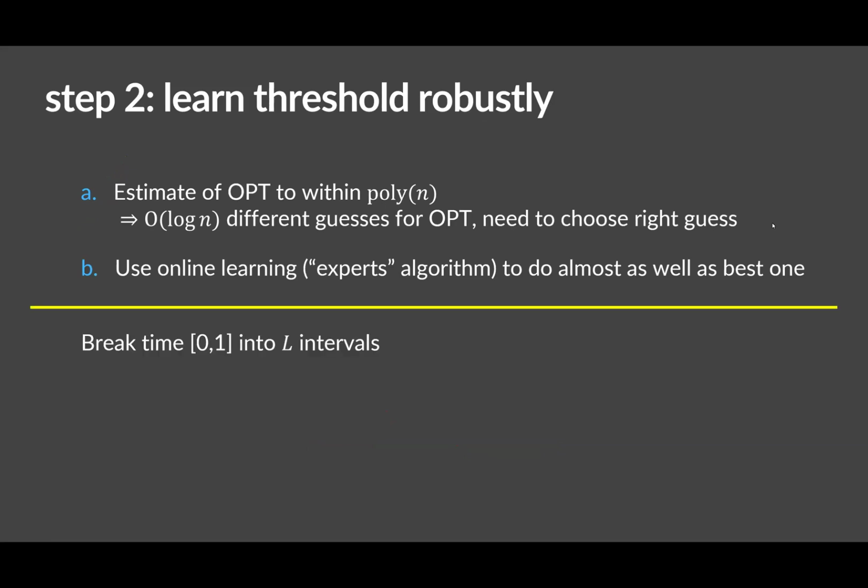What am I doing? I'm breaking this time between 0 and 1 into L chunks. I'm going to look at the first chunk. In each chunk, I can figure out how much value I would have got had I set the threshold to 1, 2, 4, 8, and so on. That gives me the reward for that threshold for that chunk. Then I'll go on to the next chunk, and use experts to reweight things.